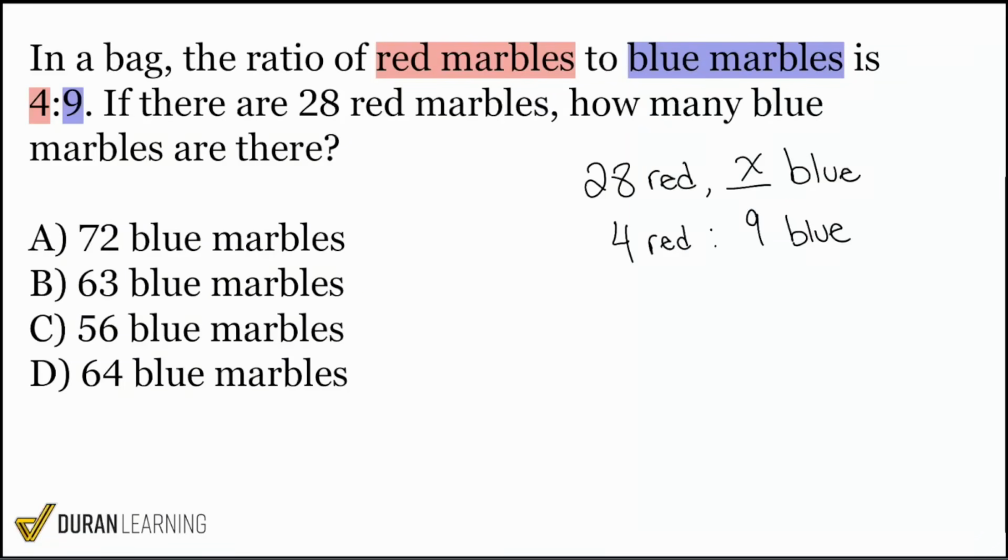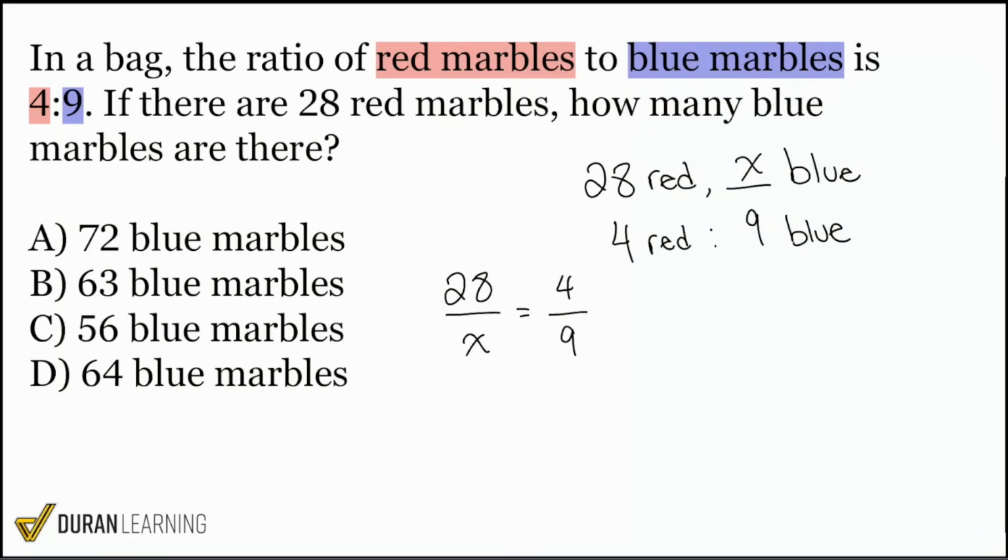I'll just put X for blue right there. And we can say red to blue. So 28 over X is the same comparison as red to blue, 4 over 9.